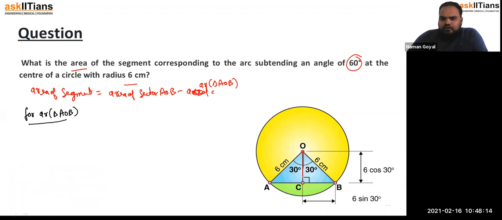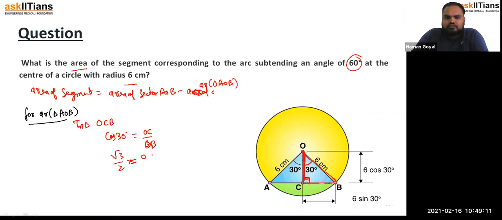What I do, I just draw a perpendicular and take this point as C, and this is 90°. So in triangle OCB, this angle is 30 degrees, this angle is 90 degrees, and this side is 6. So I'm going to take cos 30, which is base upon hypotenuse. Base is OC and hypotenuse is OB. OB is 6 centimeter. Now cos 30 is root 3 by 2, which equals OC upon 6.